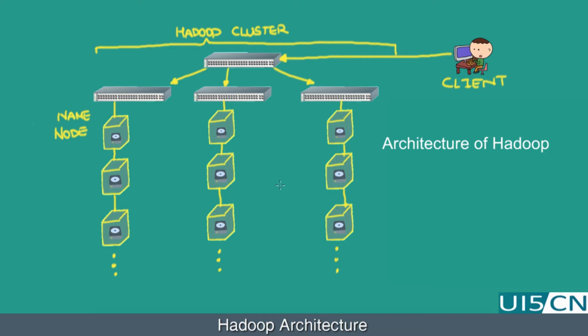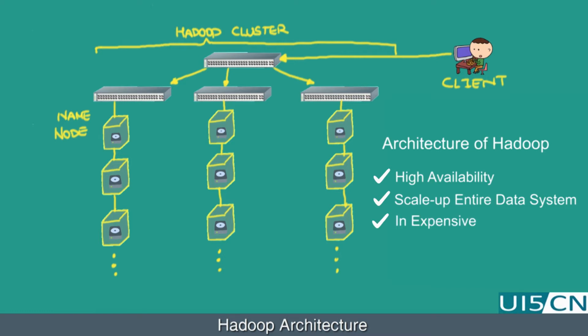Now let's see the Hadoop cluster, which stores a large amount of data within it. The architecture also makes it possible to have high availability and to scale up the entire data system which stores your cold data. This architecture also makes use of inexpensive hardware, which brings the total cost of ownership of storage, retrieval and operations down to a very low level. So let's look into the architecture.